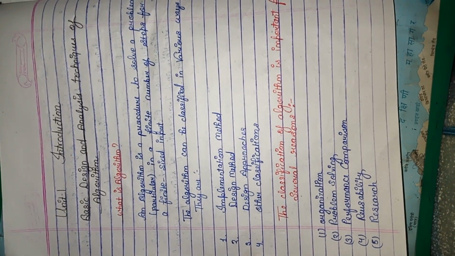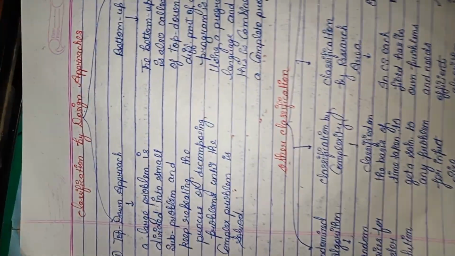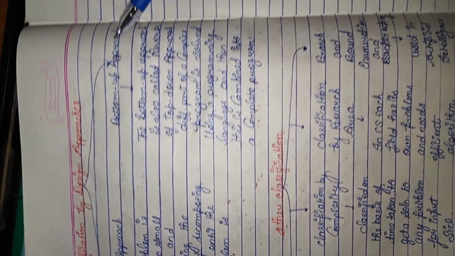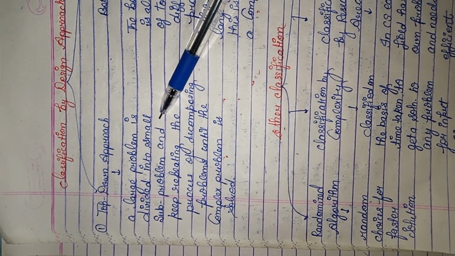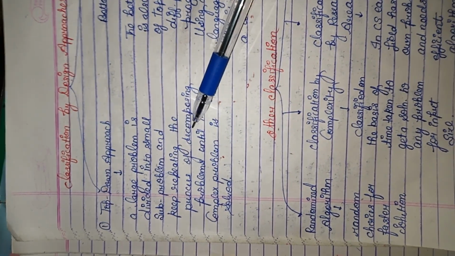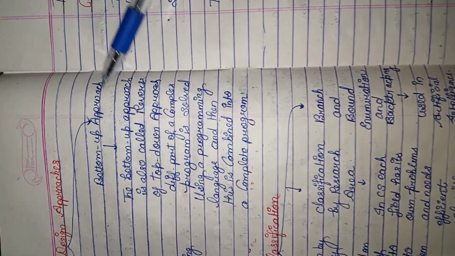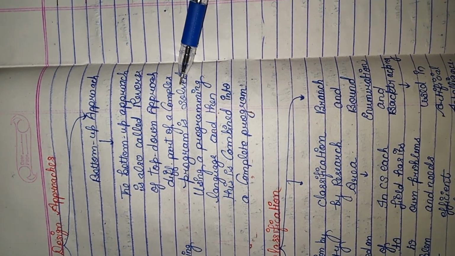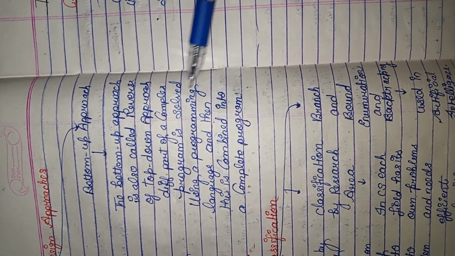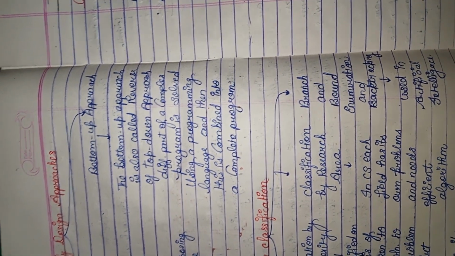Now we will go to our next, that is design approaches. So design approaches is divided into two parts, that is top down approach and bottom up approach. As the name suggests, top down approach: a large problem is divided into small subproblems and we keep repeating the process by decomposing the problem until the complex problem is solved. I think the words are very clear. Bottom up approach. The bottom up approach is also called the reverse of top down approach. Different parts of a complex program are solved using a programming language and then combined into a complete program.